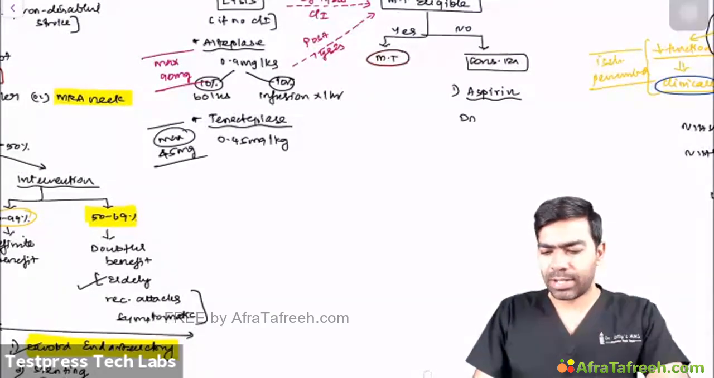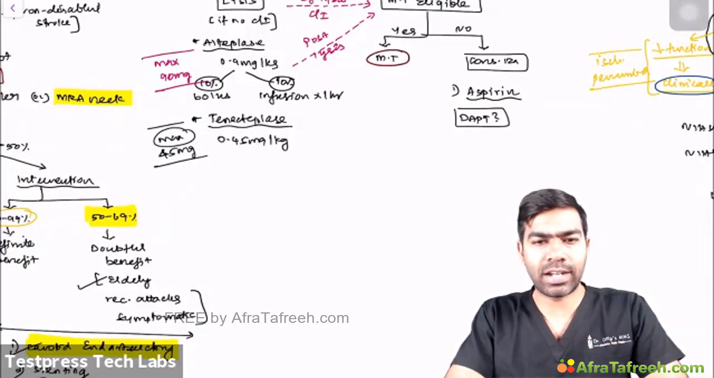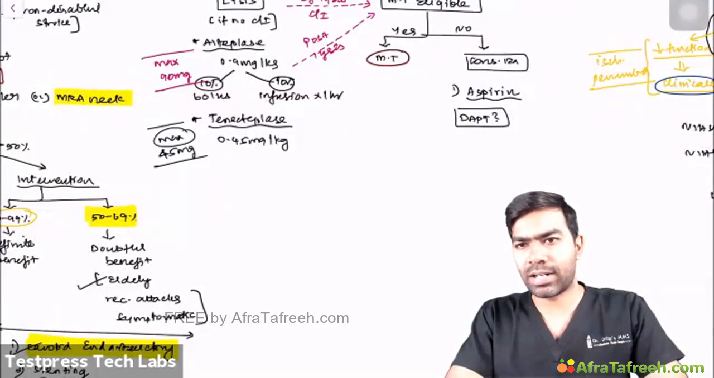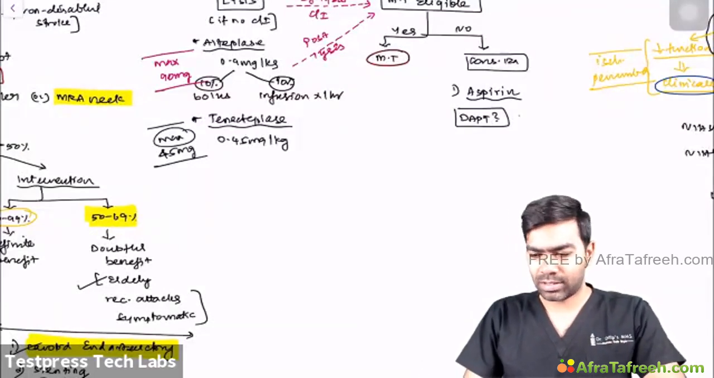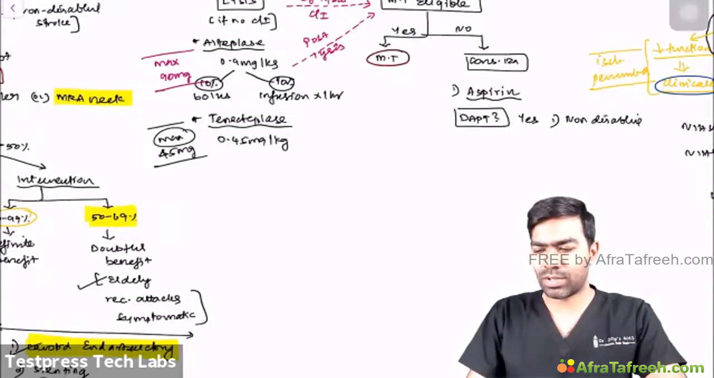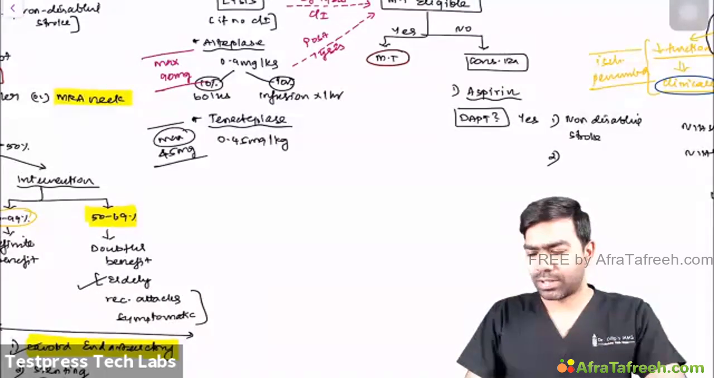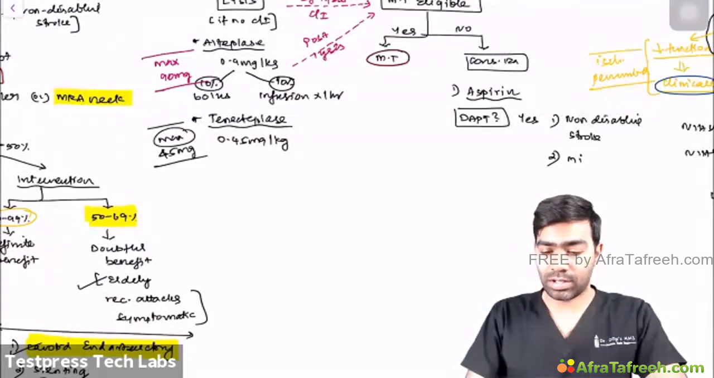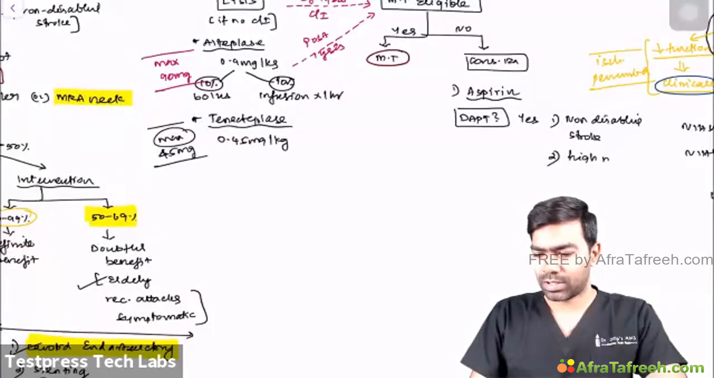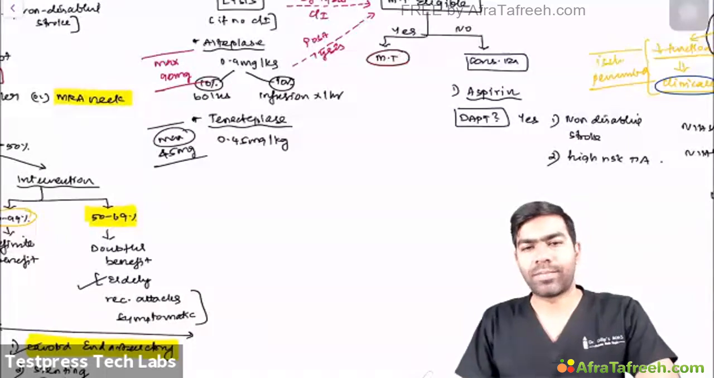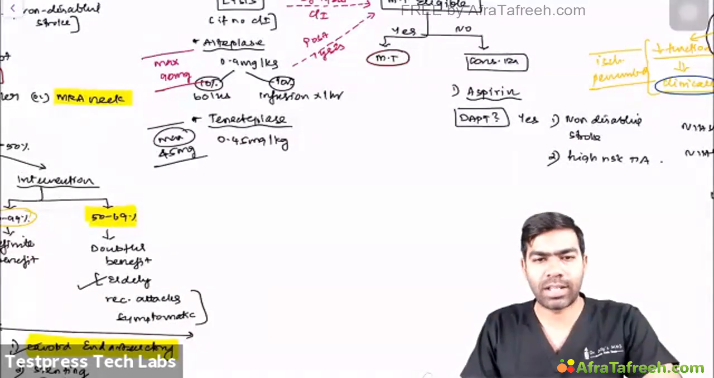But is there any role for DAPT? You all know DAPT means dual antiplatelet therapy. So you're going to ask: is there any role for dual antiplatelet therapy in this setting? The answer is yes, there is a role for DAPT, but only for selected patients. For example, patients having a non-disabling stroke, which means it's a stroke but there is no residual disability. Or second, if the patient is having a high risk TIA, high risk transient ischemic attack. Clear? So this is where you are going to use dual antiplatelet therapy.